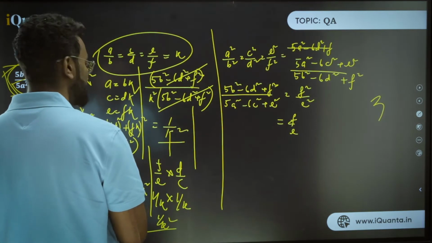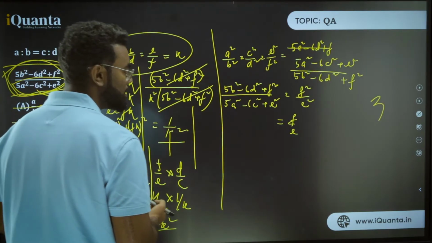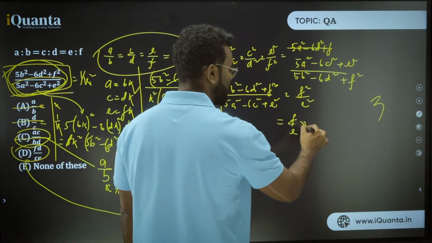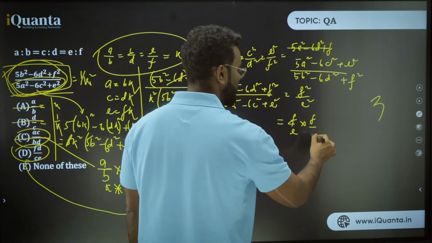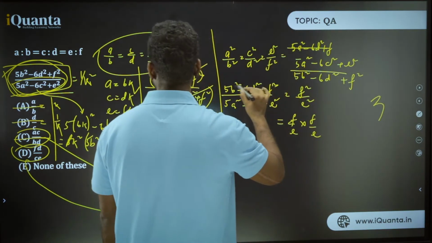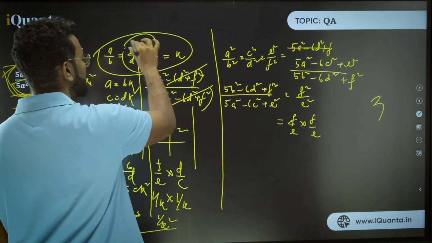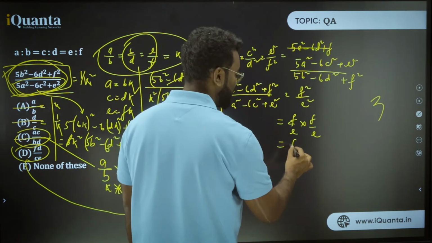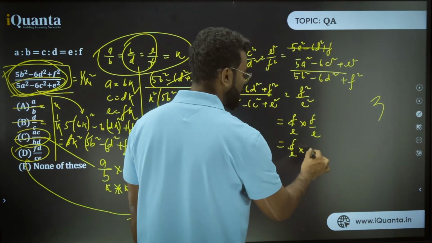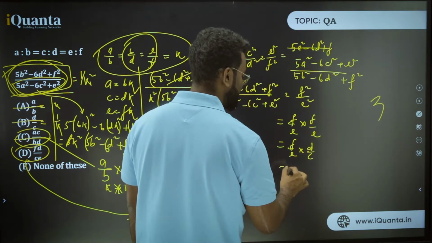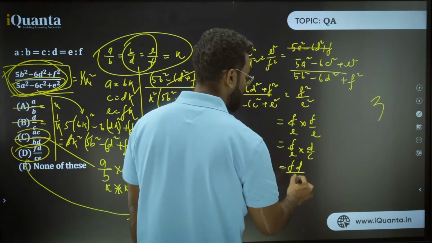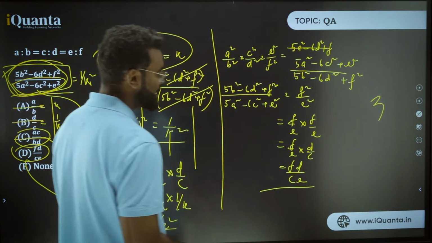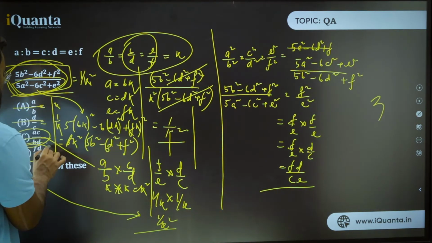Now I need to match with the option. I do not have any option which has f square upon e square. So to match with the option, what do I do? F upon e into f upon e. Now the value of e upon f is c upon d. So what is the value of f upon e? That is d upon c. So I can write f upon e into d upon c. So your answer is fd upon ce. So hence you'll get the answer, that is fd upon ce.